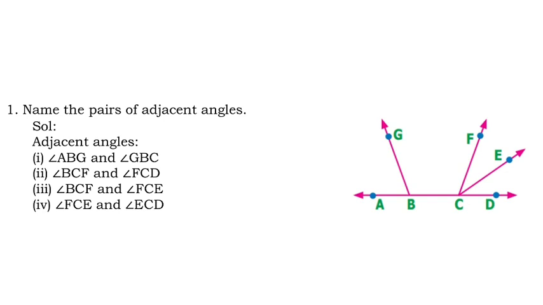First question, name the pair of adjacent angles. Solution, adjacent angles. First one, angle ABG and angle GBC. Second, angle BCF and angle FCD. Third, angle BCF and angle FCE. Fourth, angle FCE and angle ECD.